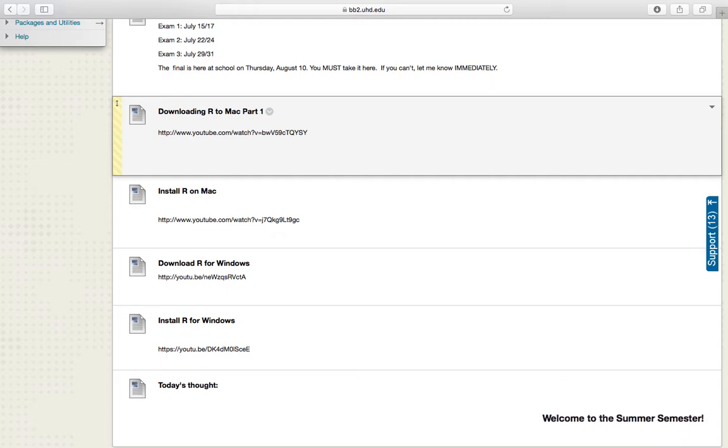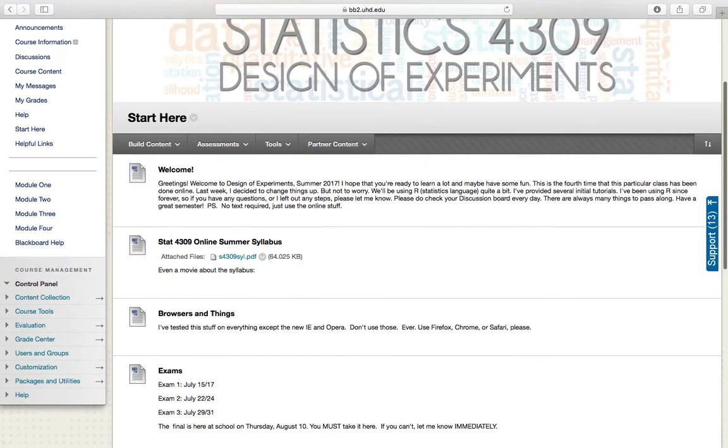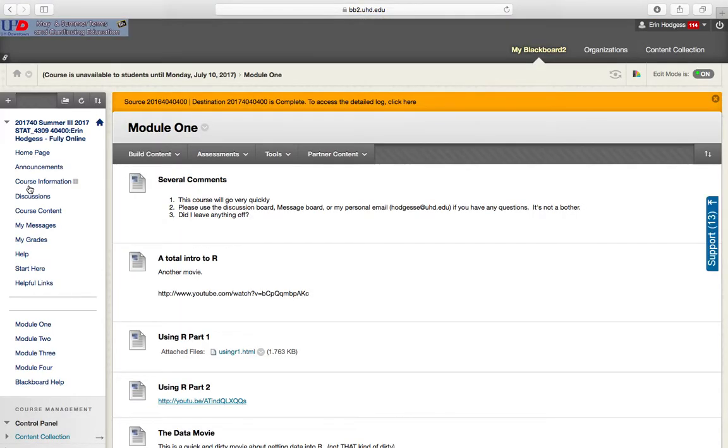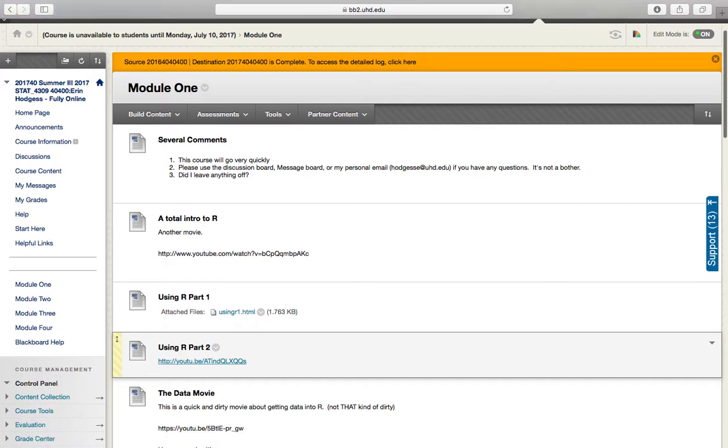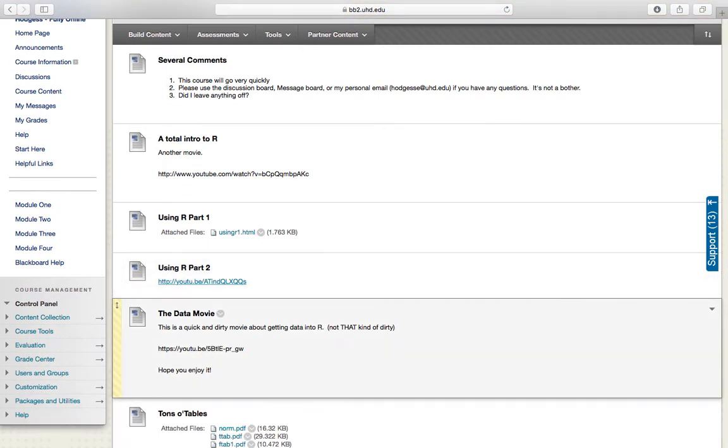And then when you get into Module 1, so this is where you start, and then when you get into the actual content, you go into Module 1, and you'll have the Intro to R, using R Part 1, using R Part 2, and so if you haven't used it before, you've got everything that you need to know.